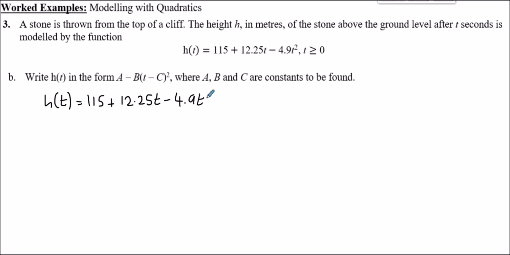Now when we complete the square, the coefficient of the squared variable has to be positive. So this currently is minus 4.9. So we're going to factorise out this minus 4.9 from the equation. We can leave this 115 on its own, but for this bit here, let's factorise out minus 4.9 to make the t squared part positive. So if we divide by minus 4.9, we get t squared, and this 12.25 will end up being 12.25 divided by minus 4.9.